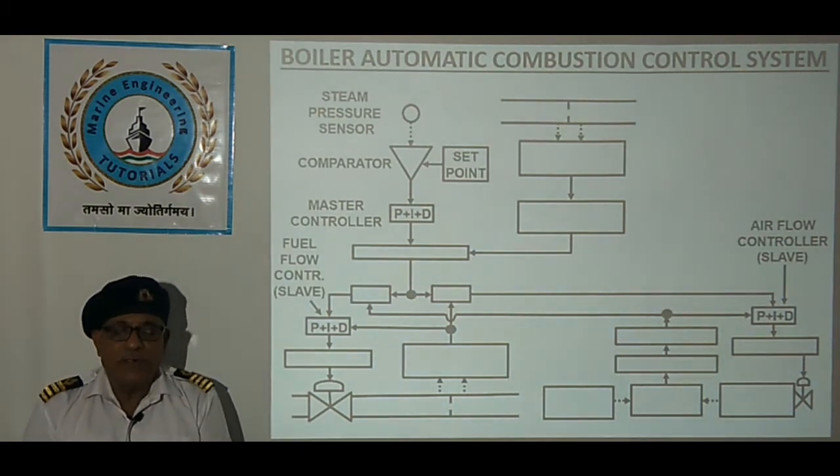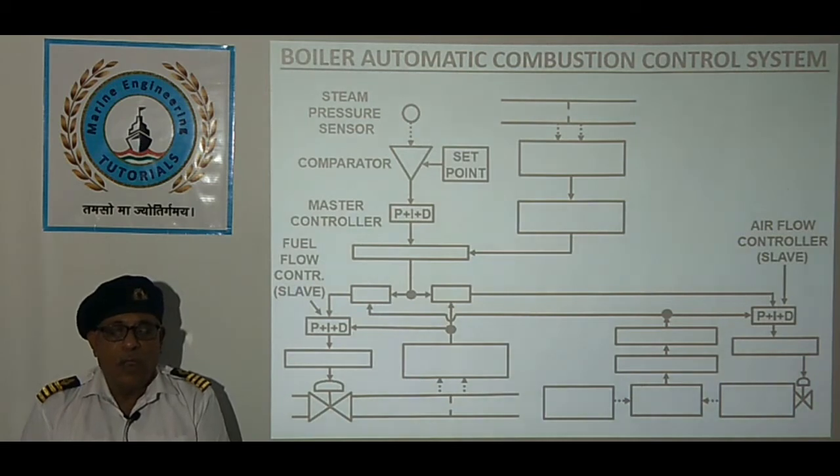Steam pressure is sensed by the steam pressure sensor, which is compared with set point and supplied as input to master controller. The summing relay output is steam flow signal plus steam pressure signal. So we can see the boiler pressure is sensed and compared here and sent to the master controller. This also receives another signal from steam flow, and both these signals are compared in the summing relay here.